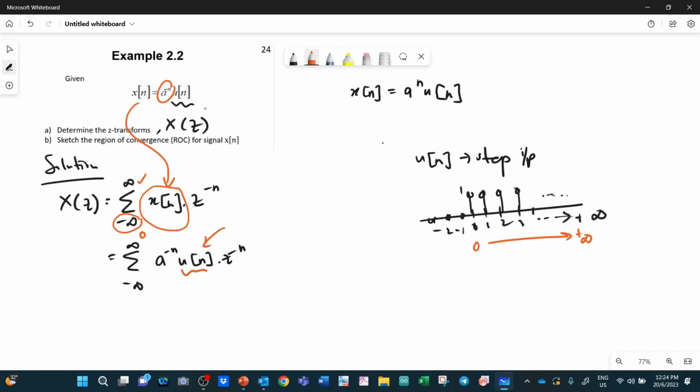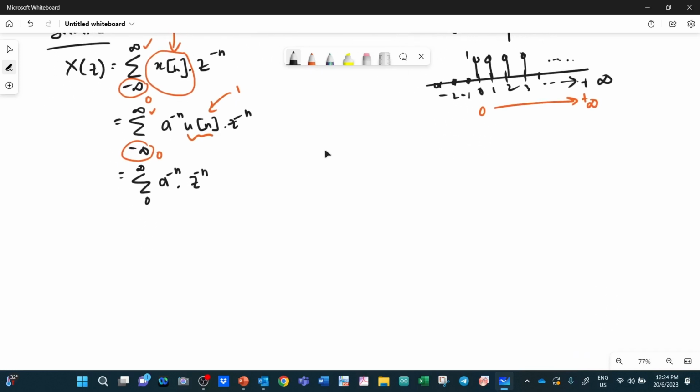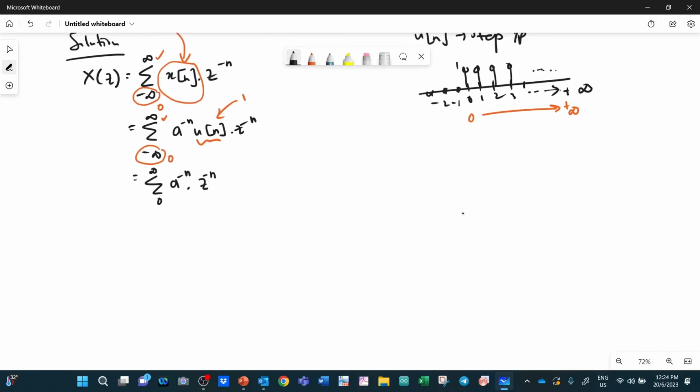So what is the un value? The amplitude is 1, and it starts from 0 until infinity. This is correct. So you can rewrite the equation as the summation from 0 until infinity of a minus n, which you have substituted with 1, dot z minus n. So you have the equation like this, and just expand it or factor it.